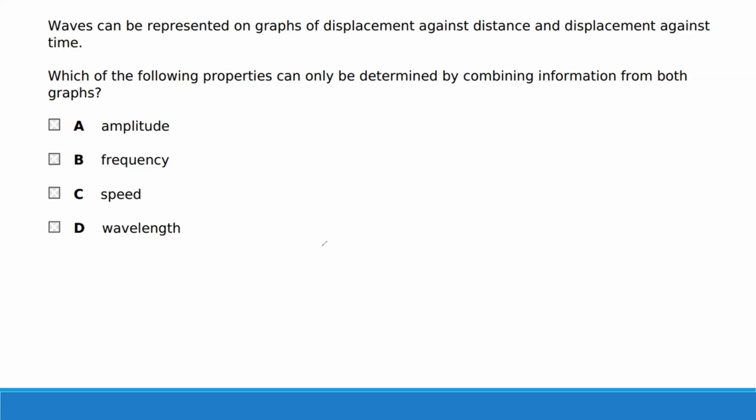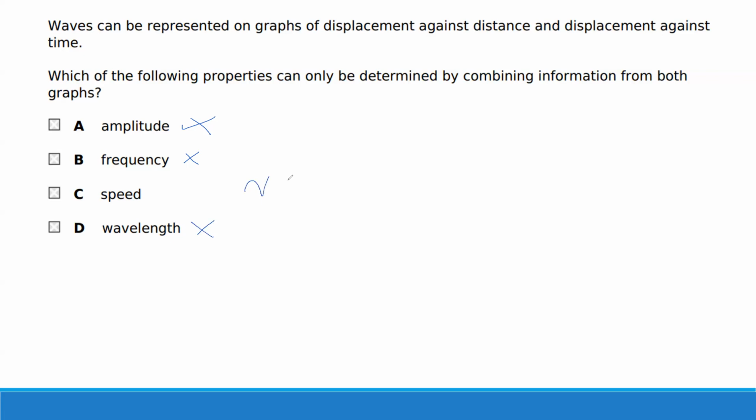So speed. Excellent. Amplitude, you could get that from just one graph, so it's not amplitude. It's saying which can only be determined when you need both graphs. I don't need both graphs for amplitude. I don't need both graphs for frequency, I only need the displacement time graph. I don't need both graphs for wavelength, I only need the displacement distance graph.